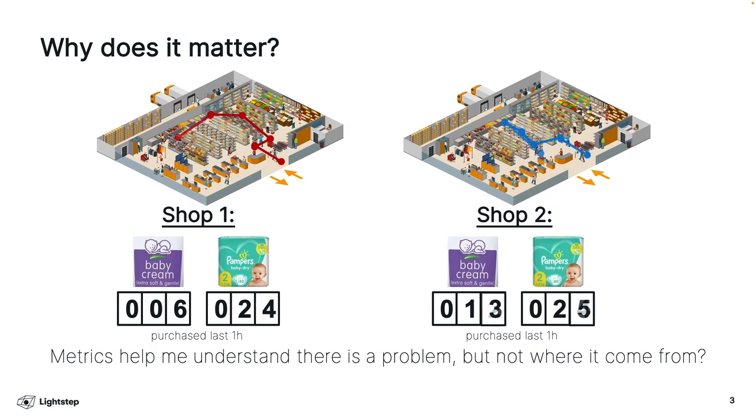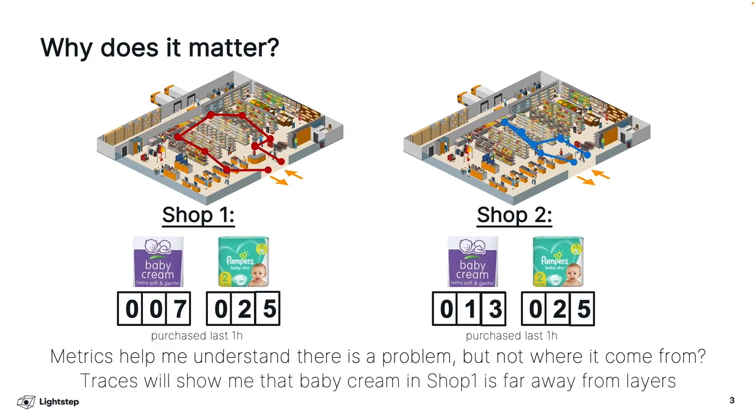Traces will give me visibility on my customer path and will show me that in shop 1, baby cream is located in the cosmetic zone, far away from the diapers. And that's probably why I'm selling less of them. So here, it's really critical for me to have this information to get to the root cause of my problem.